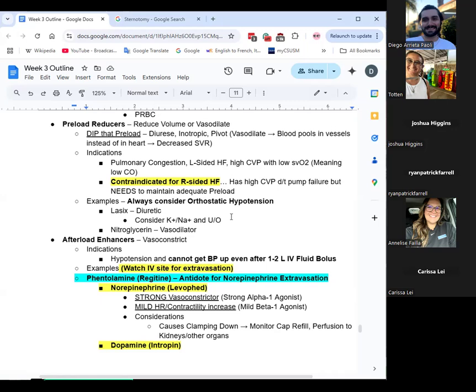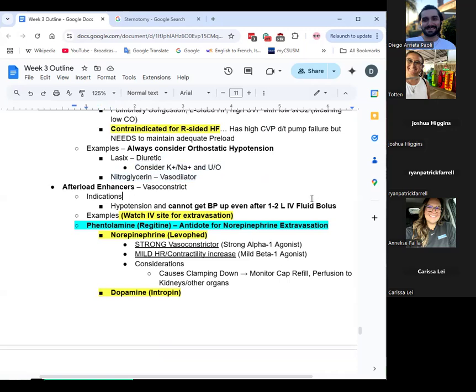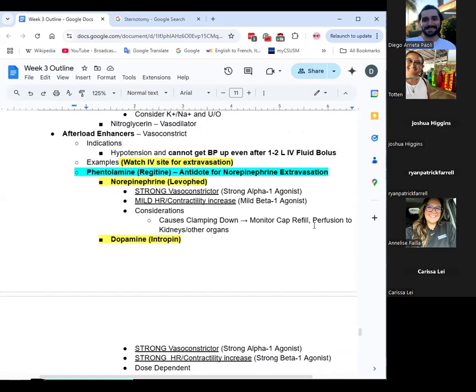And then remember, some conditions, like right-sided heart failure, even though you have that high CVP, and technically that is a criteria to use your preload reducers, they have that pump failure. But if you take away more fluid from them, you're going to crash them out. Similar to how we talked about earlier with the right-sided MI, where nitroglycerin is contraindicated. Similar concept. That came up during sim today.